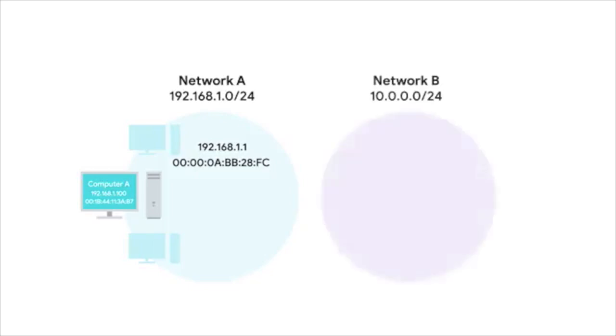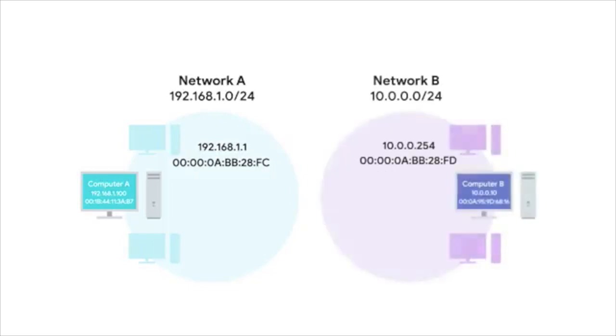Let's imagine a router connected to 2 networks. We'll call the first network Network A, and give it an address space of 192.168.1.0/24. We'll call the second network Network B, and give it an address space of 10.0.0.0/24. The router has an interface on each network. On network A, it has an IP of 192.168.1.1, and on network B, it has an IP of 10.0.0.254. Remember, IP addresses belong to networks, not individual nodes on a network.